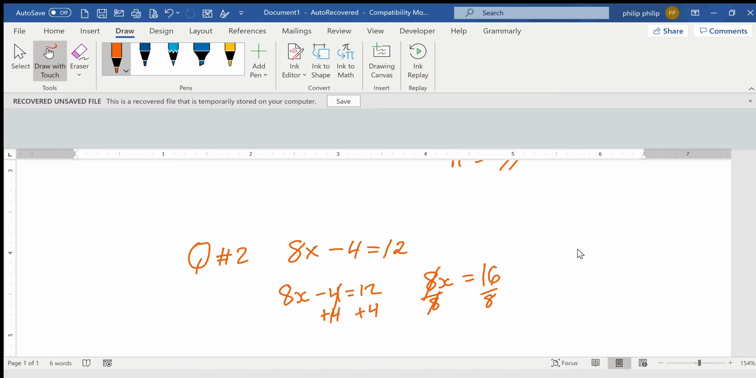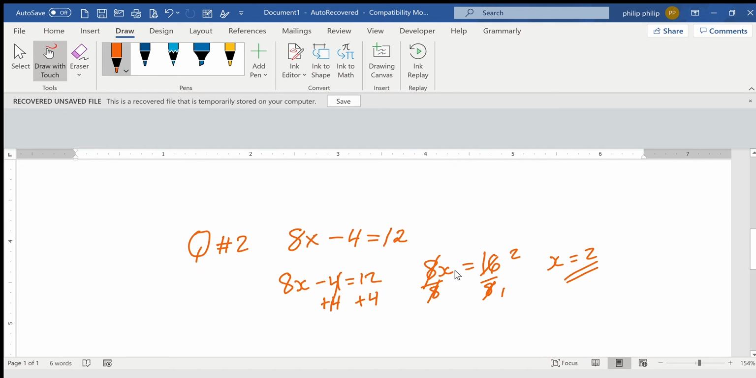So 8 into 16. 8 plus 8 is 16, so 8 goes into 16 two times. So here, our x is going to be equal to 2. So that's our answer here for x. Now notice guys, there's nothing changing, it's just the sign changing because we're following the rules here.